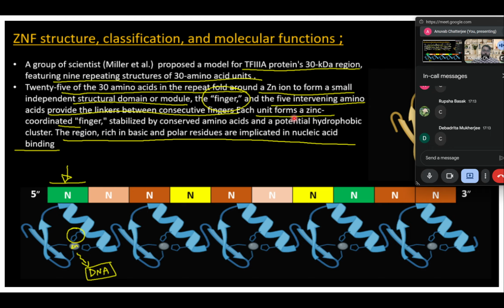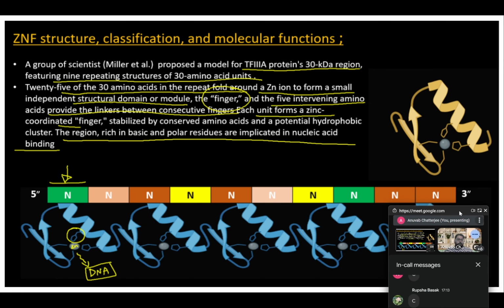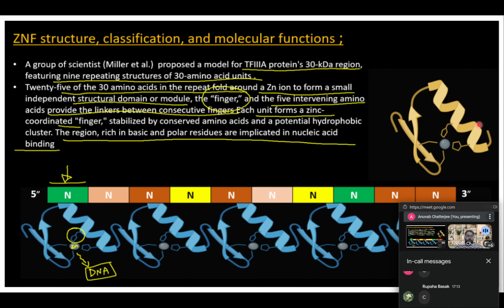So they have finger-like projections. This is zinc, and this is the motif that you can see. So this is the zinc molecule. We have an antiparallel beta sheet at one end and alpha helices on the other end. So this is the alpha helix and these are the antiparallel beta sheets.